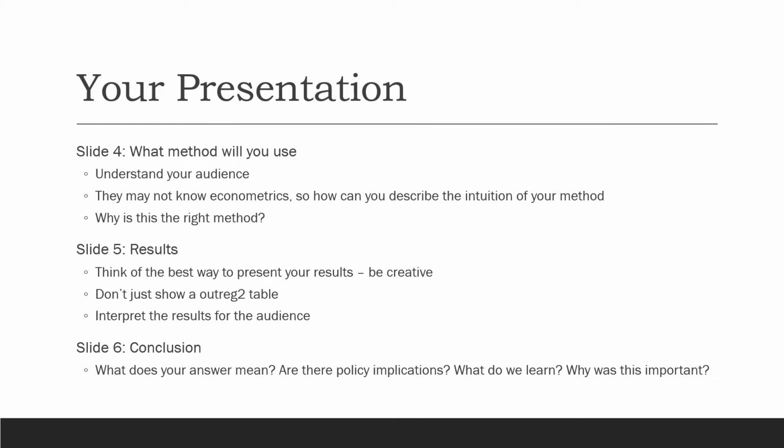All right, understand your audience. If you're talking to a group of econometricians or economists, then use economic terms. If you're not talking to economists, then can you describe the intuition of your method and describe why this intuition makes this method correct? If you're talking to a non-group of economists, probably don't go into the Gauss-Markov assumptions.